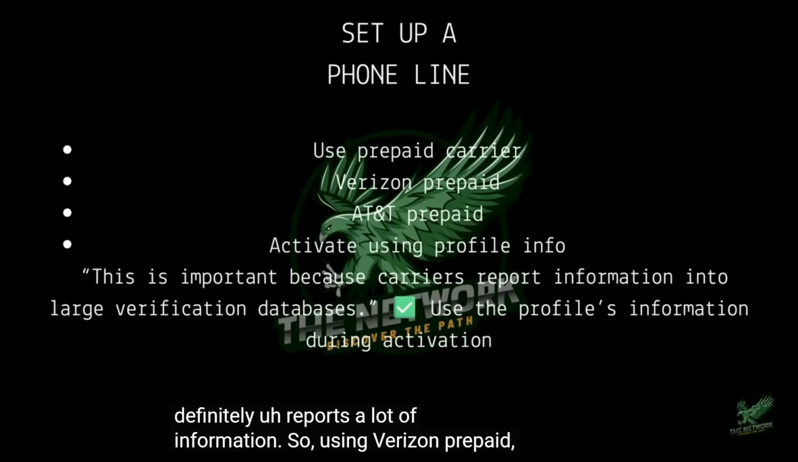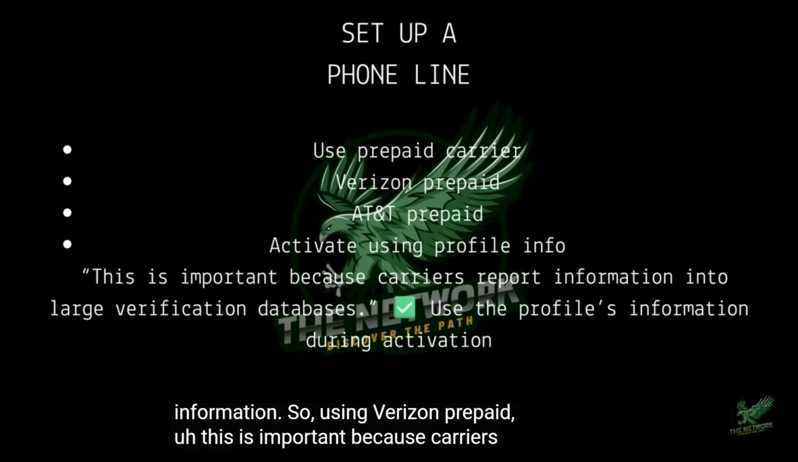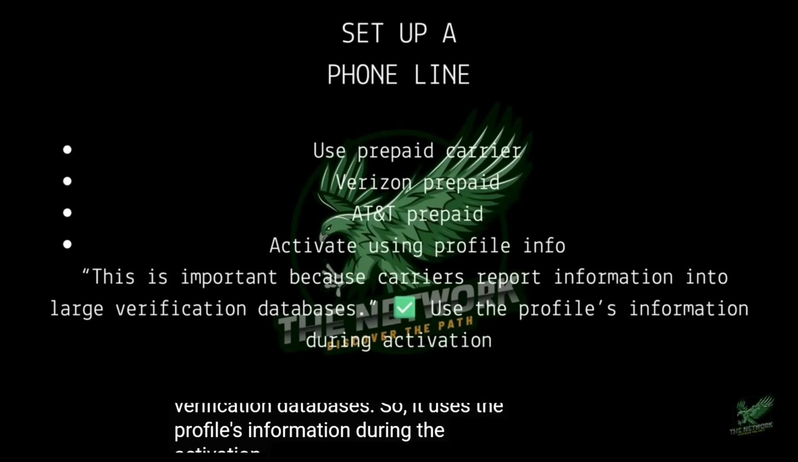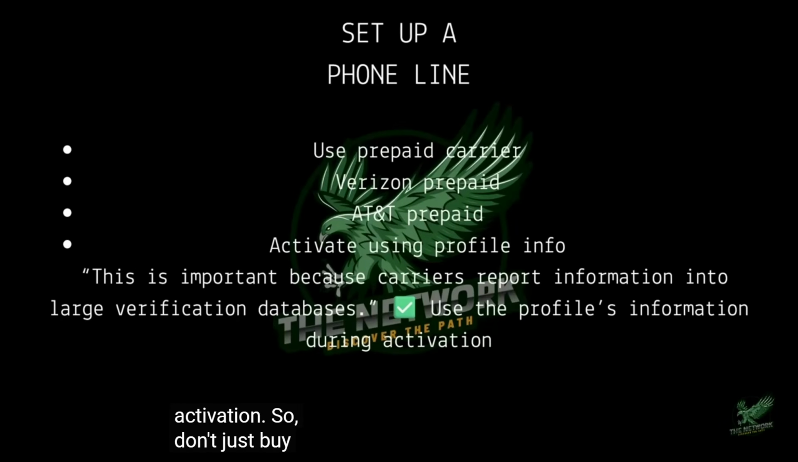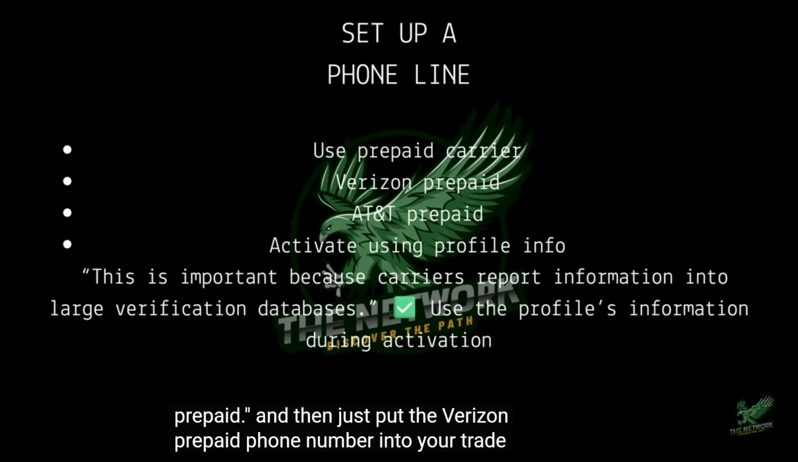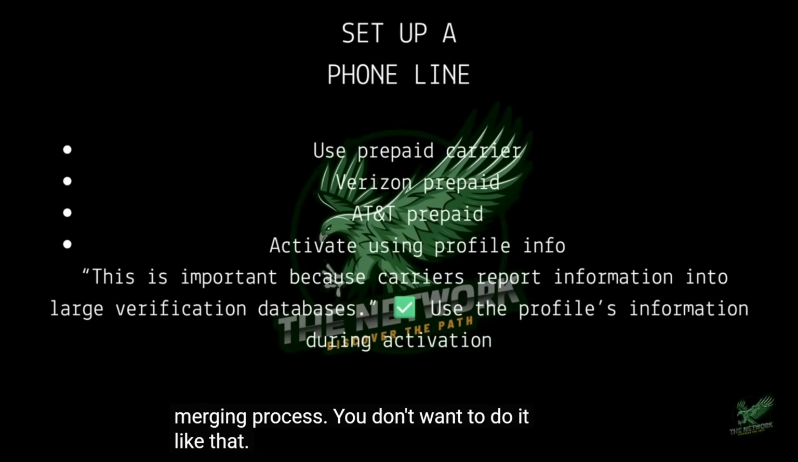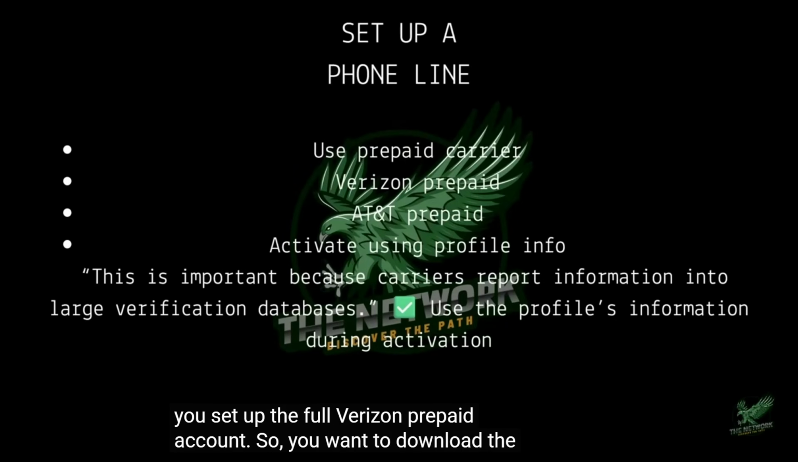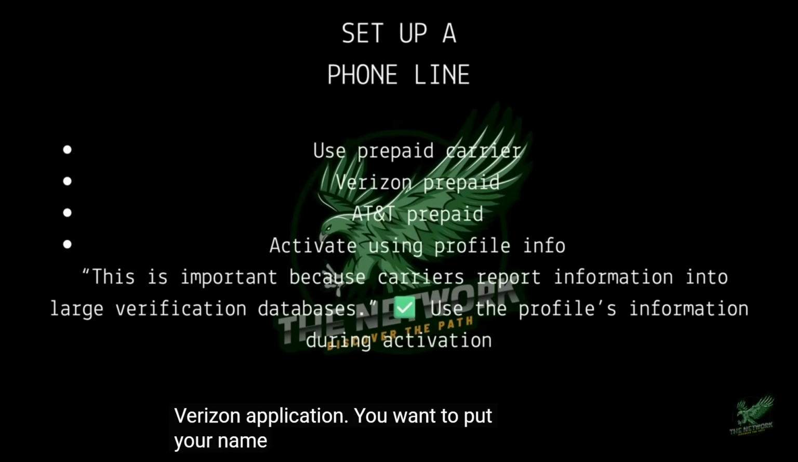So using Verizon prepaid is important because carriers report information into large verification databases, so use the profile's information during the activation. Don't just buy a Verizon prepaid and then say, well, I got the Verizon prepaid, and then just put the Verizon prepaid phone number into your tri merging process. You don't want to do it like that. You need to make sure that you set up the full Verizon prepaid account. So you want to download the Verizon application. You want to put your name inside of the Verizon app.